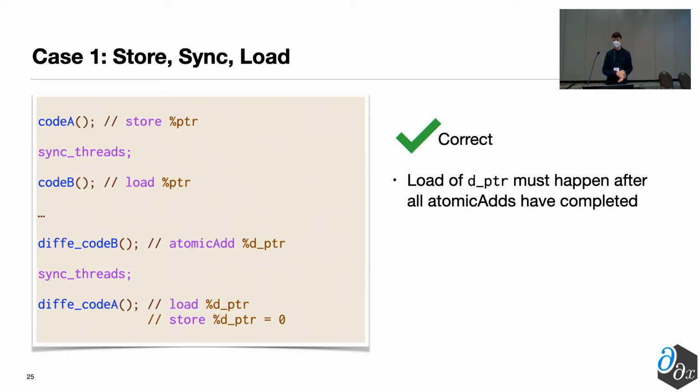And then we prove correctness of this algorithm by going through the different types of cases that can arise. One example of these cases is: suppose that the first piece of code stored into a particular location, then we synchronized, then we loaded in the subsequent code. The corresponding gradient for this would be an atomic add, as we saw earlier, into the shadow or the gradient value of that pointer location. Then we'd perform a sync, and then we would load that value to propagate it to wherever it was used. Because the sync occurs after the atomic adds have completed and before the subsequent use, we're guaranteed that the load at the end has seen all of the values that have been added into it, thus ensuring correctness.